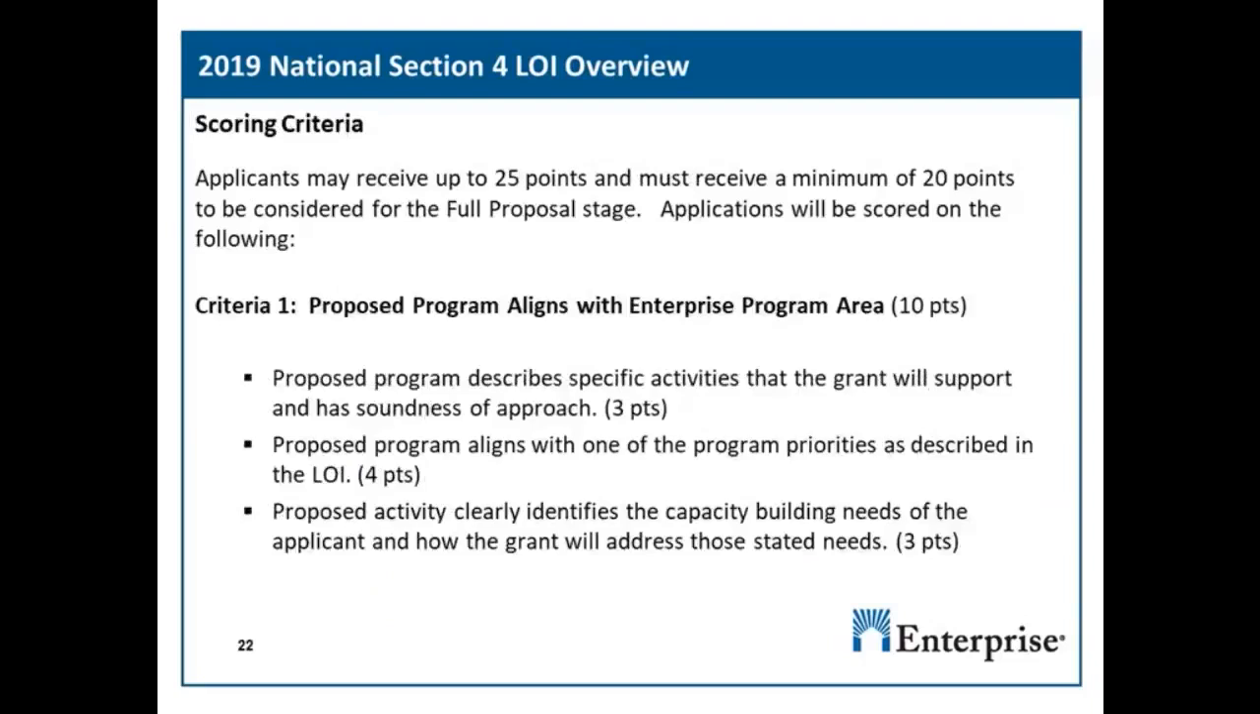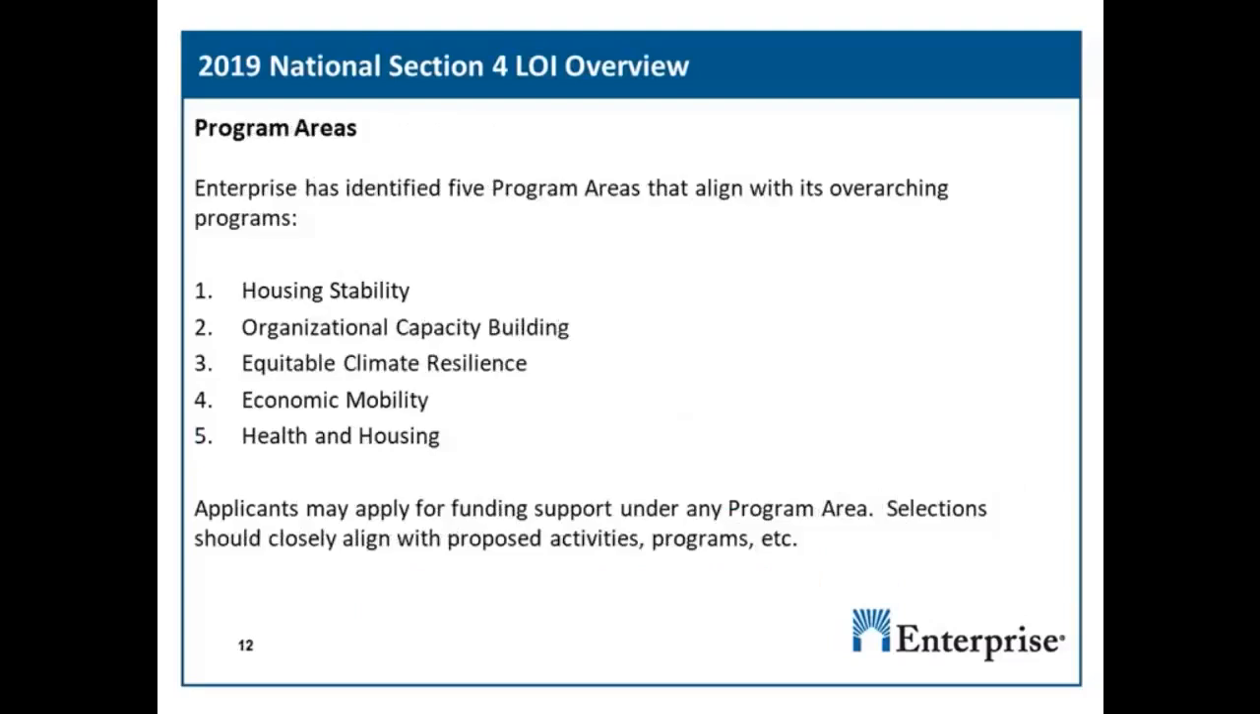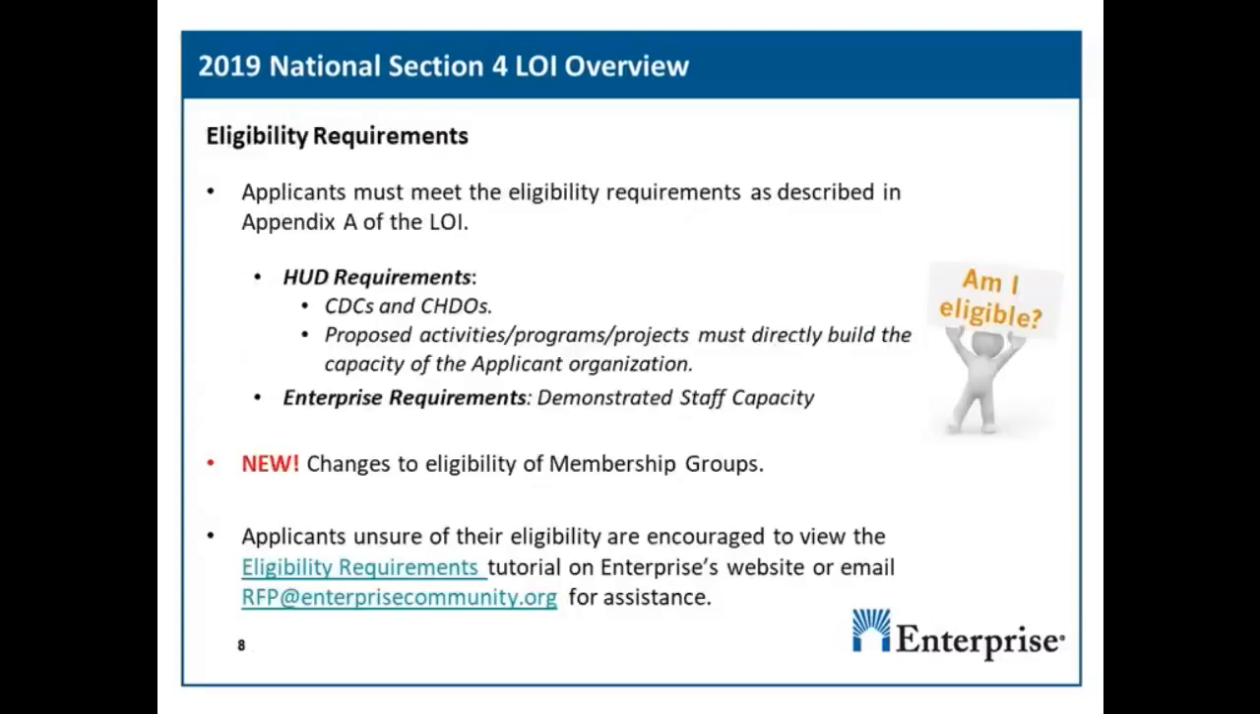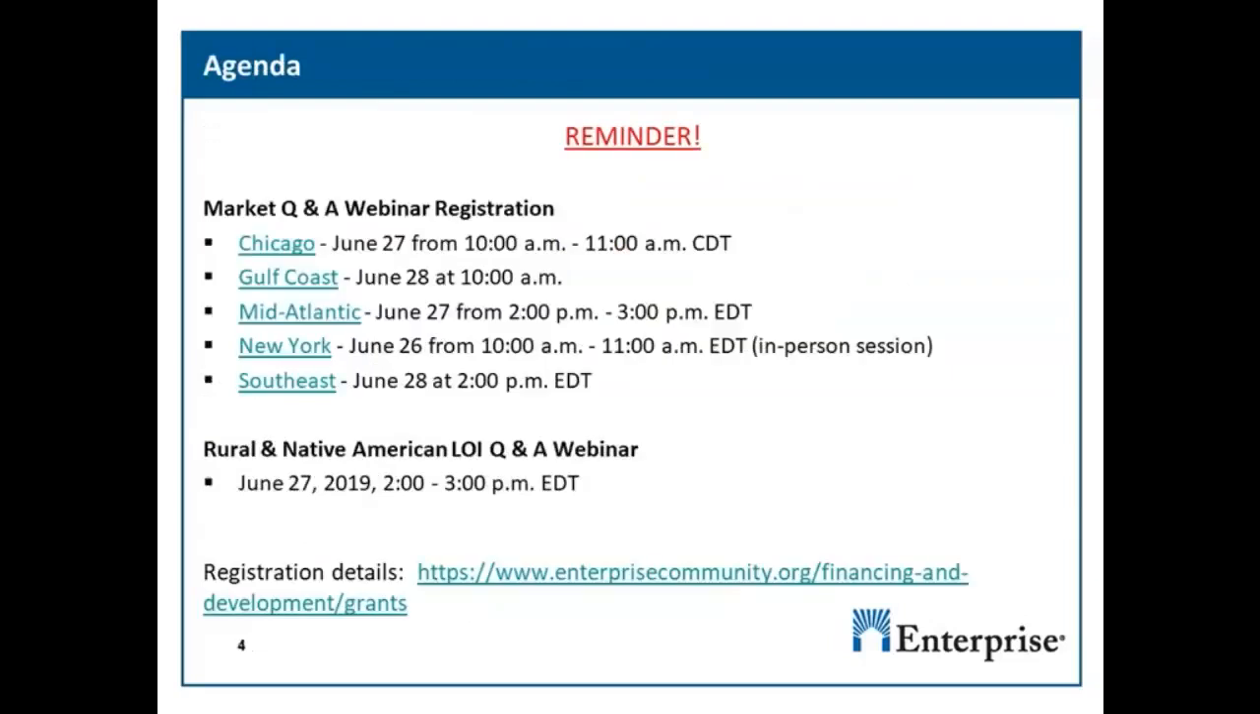Where do you download the LOI? That will be on the Enterprise website, the grants webpage. I could give you the whole URL. It's a little bit long, but if you go to enterprisecommunity.org and go to the grants area, under financing and development, you'll see the grants webpage there. Just click that hyperlink, and it'll take you right to the page.